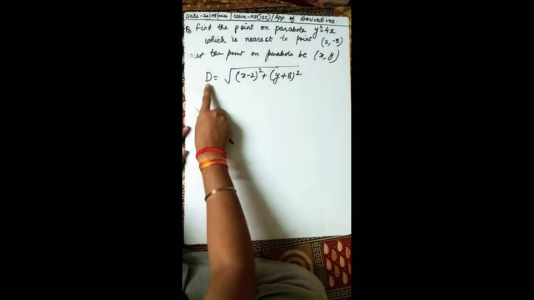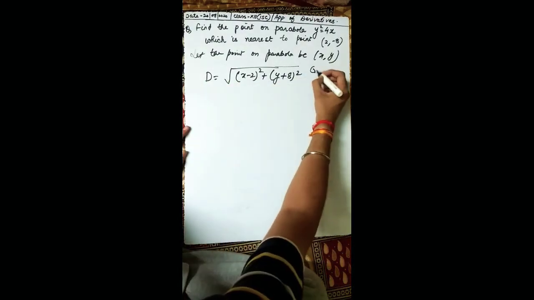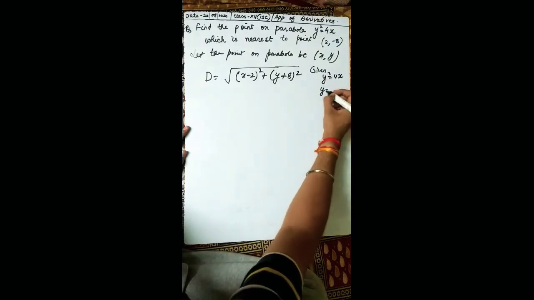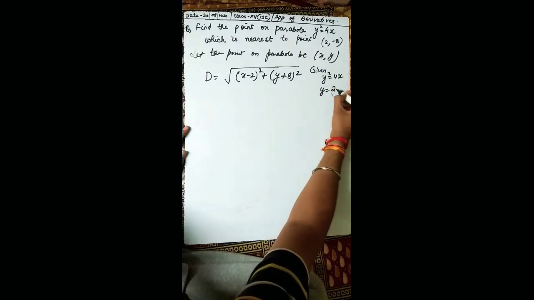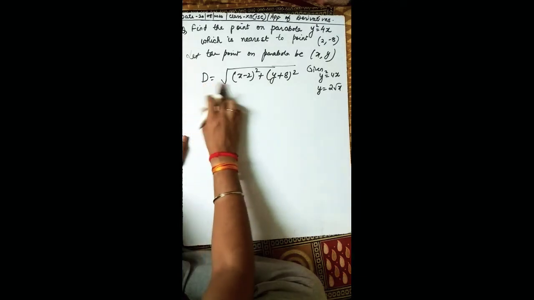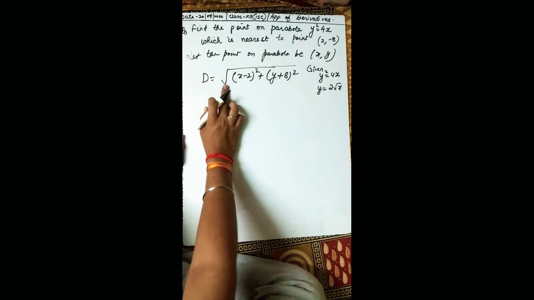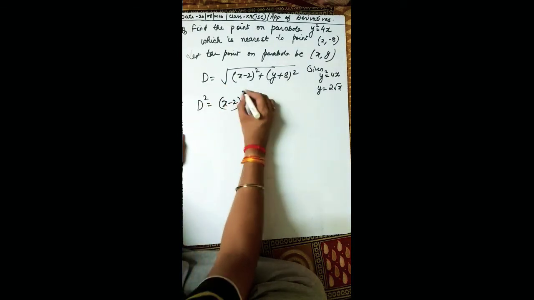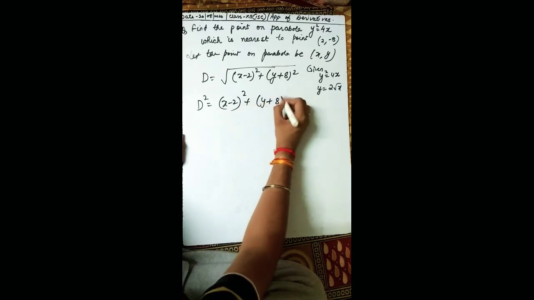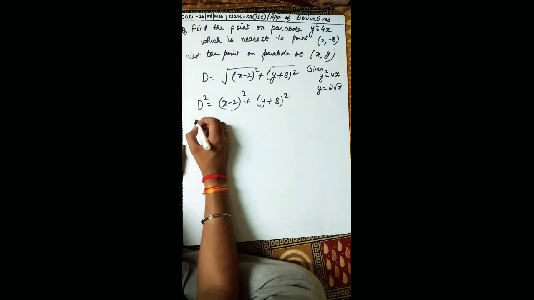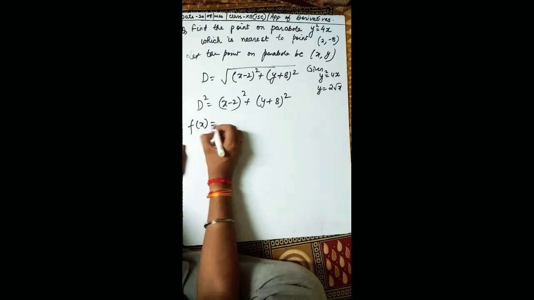Now, as you are given y square equal to 4x, what will be your y? Will it be 2 root x? Now see, this is under root, and it's very difficult to differentiate this under root, so do one thing: square both the sides. So d square will be (x minus 2) the whole square plus (y plus 8) the whole square. Can we consider this d square as f(x)? So considering this d square as f(x).